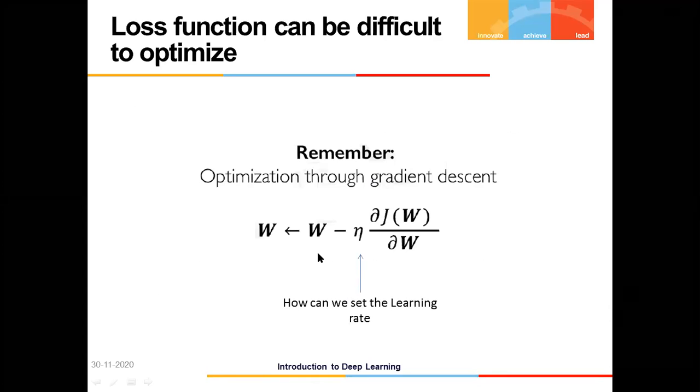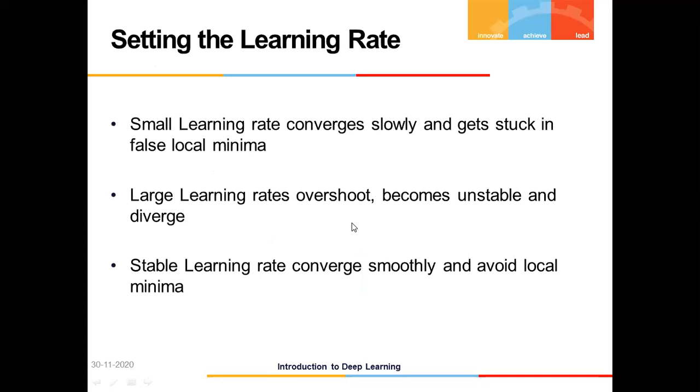So we will be calculating the loss function. What we are using here is gradient descent. The thing is the learning rate. How to select this learning rate? That depends upon the adaptive learning environment. We'll be using an adaptive learning rate, because we should not have a small or a large learning rate. It should be a stable learning rate because that allows your network to converge smoothly and it avoids local minima.